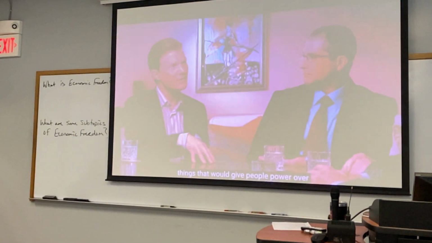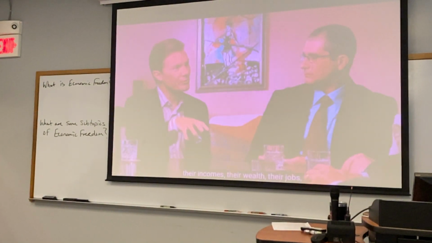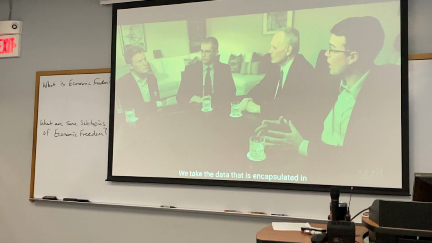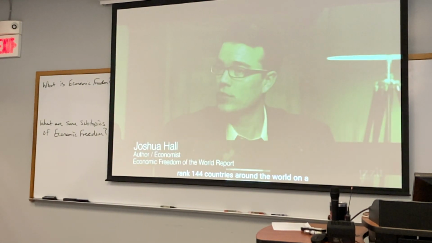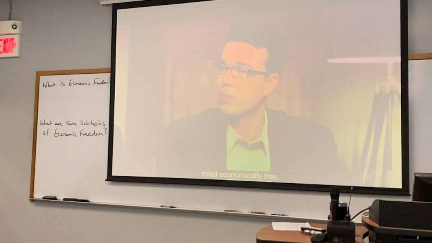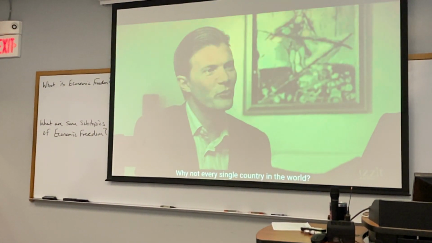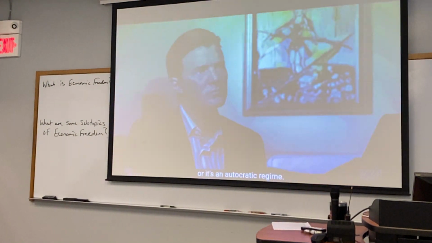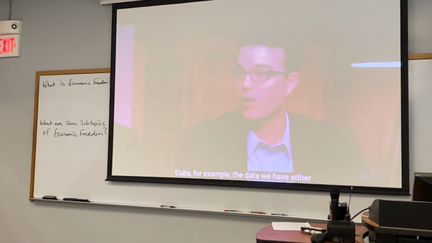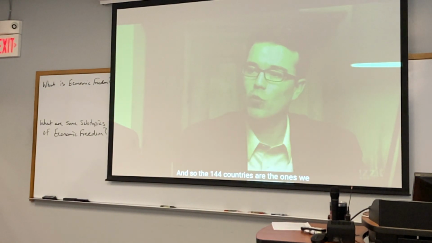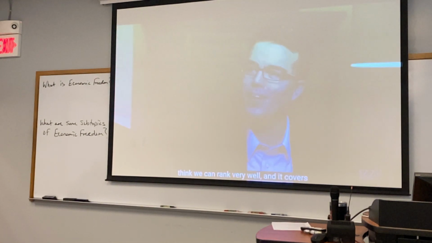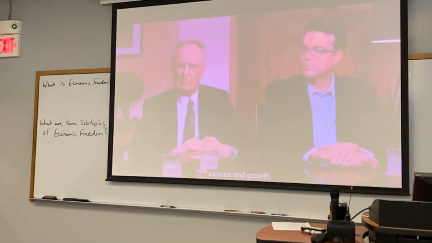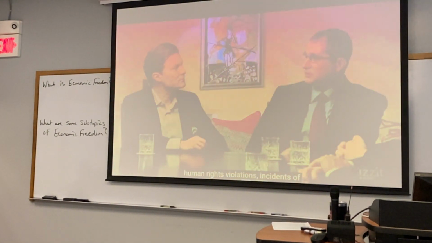So you're basically looking at the kind of things that would give people power over their incomes, their wealth, their jobs, the freedom to start a business, to trade. Precisely. That's right. We take the data and we rank 144 countries around the world on a 0 to 10 scale, with 10 being the most economically free. Why 144 countries? Why not every single country in the world? Well, we're a data-driven exercise, and for some countries, there's not data available, either because it's too small or it's an autocratic regime. Cuba, for example, the data we have either doesn't exist or can't really be trusted. And so 144 countries are the ones we think we can rank very well, and it covers about 97% of the world's population. So the index has been put to use in many different ways. Certainly people look at income and growth, but very importantly is people looking at human rights violations, incidents of civil war and violence.